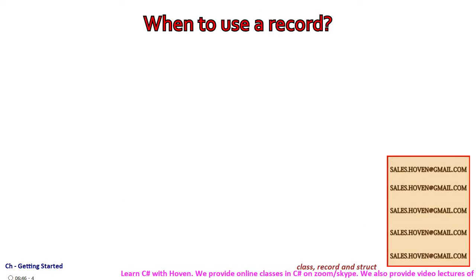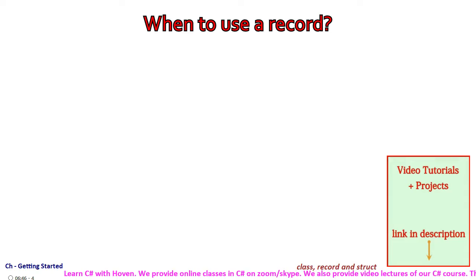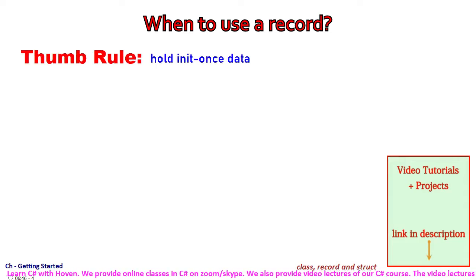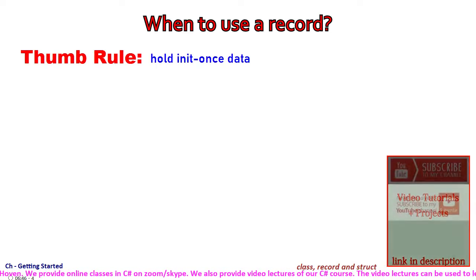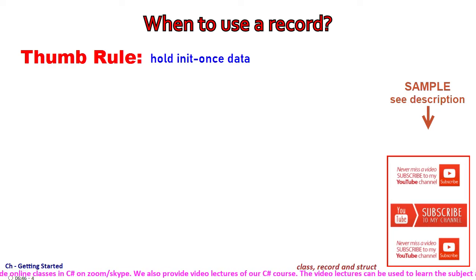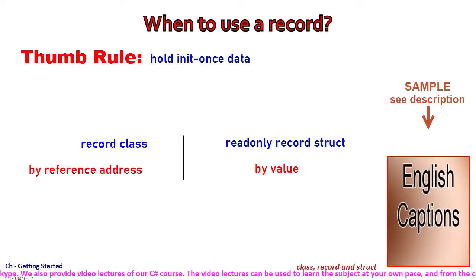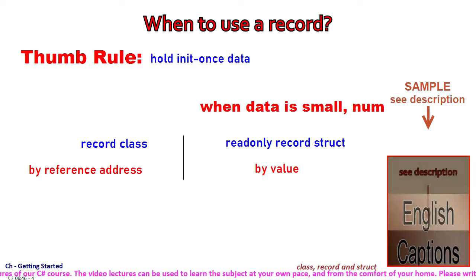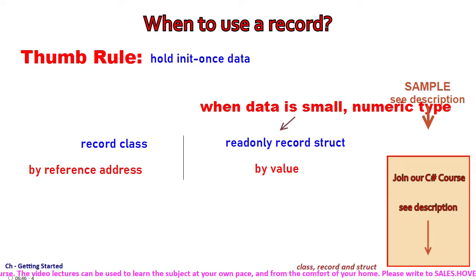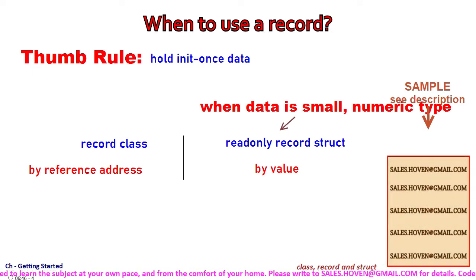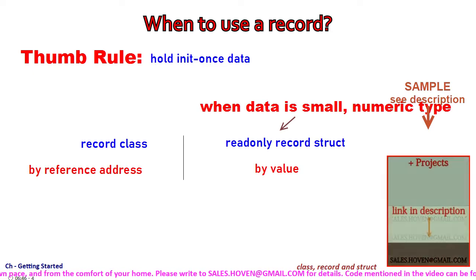And finally, let me give a summary of when to use what. A record should be used to hold init-once data that will never be changed. This is the working rule. A record class is passed by reference, but a record struct is passed by value. Use a readonly record struct if the data is small, numeric type, and init-once type. This ensures that objects are not created on the heap and are easier to pass by value.